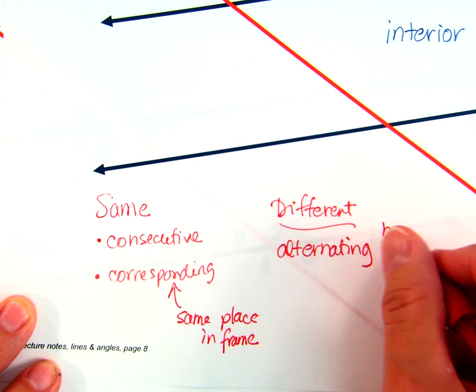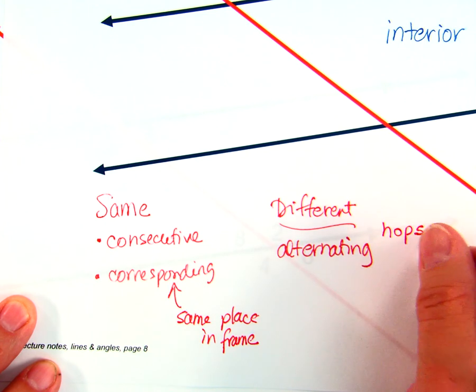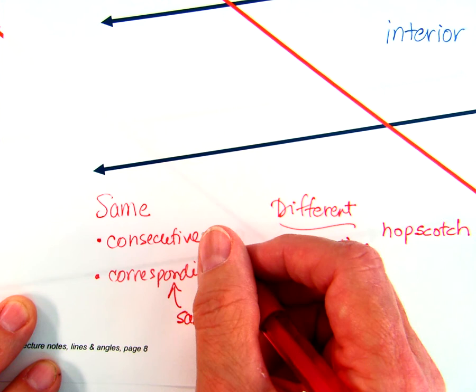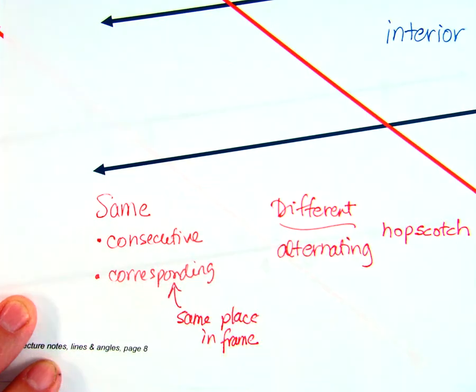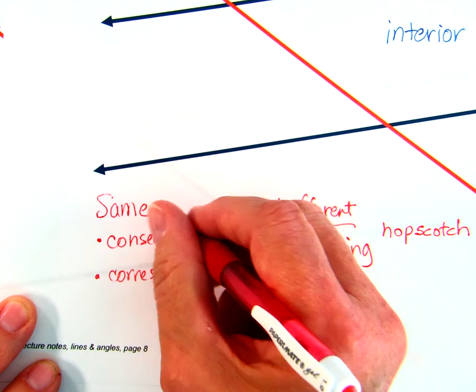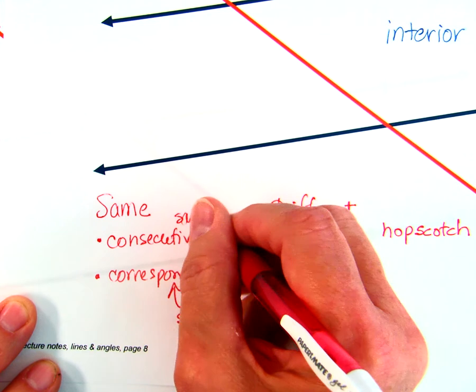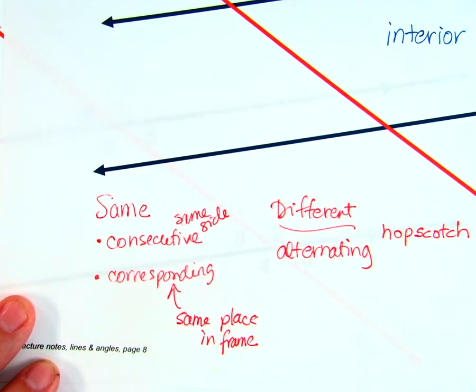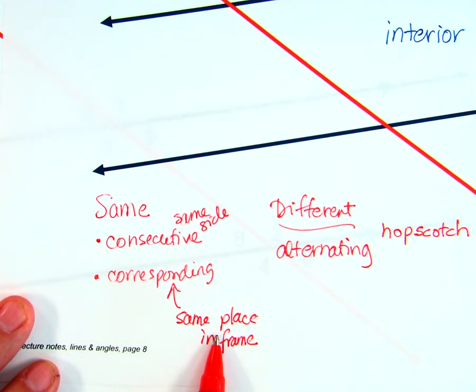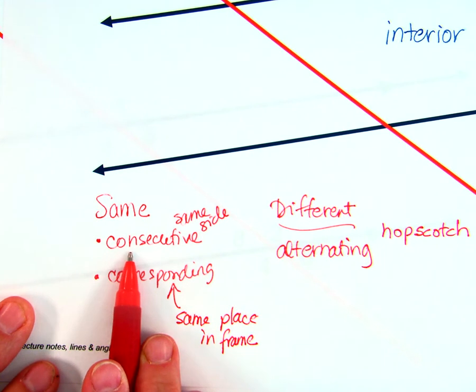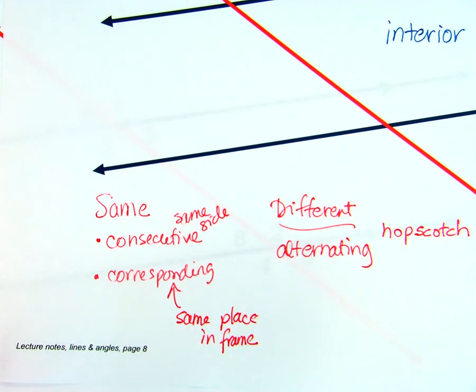Alternating is going to be playing hopscotch back and forth. And consecutive is going to be just hopping on one leg down the same side. Okay? Notice that corresponding is also same side. Consecutive, you remember you can't have any in between that are the ones that you're dealing with. There might be some in between, but we'll work with how to do that. And you'll get to figure that out nicely. Okay.